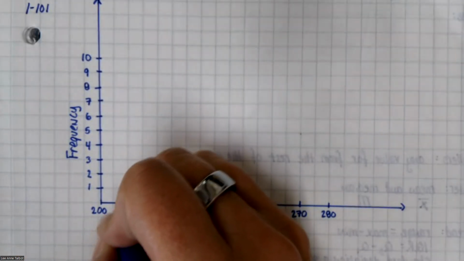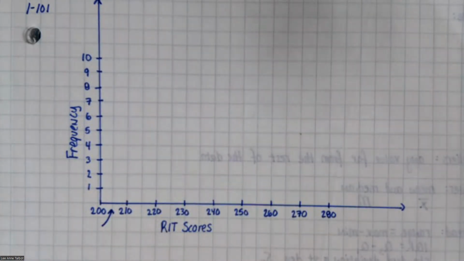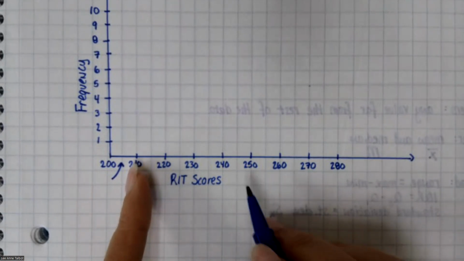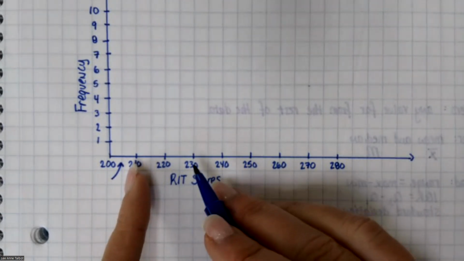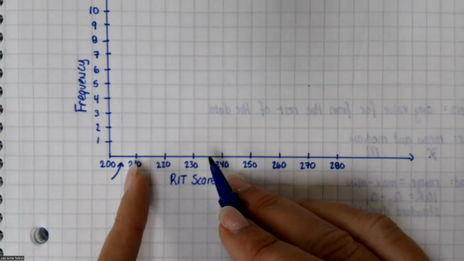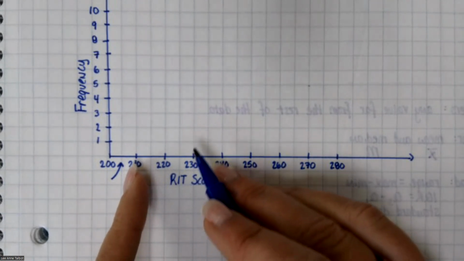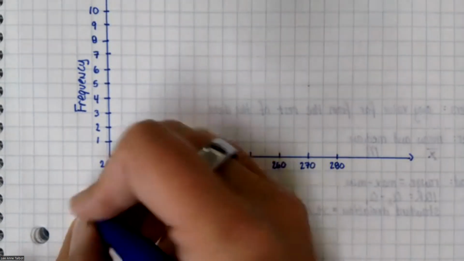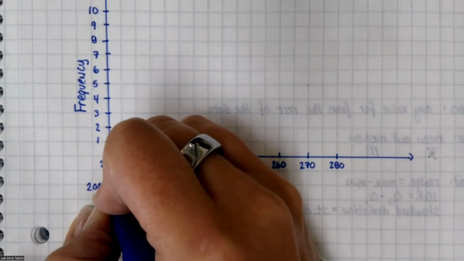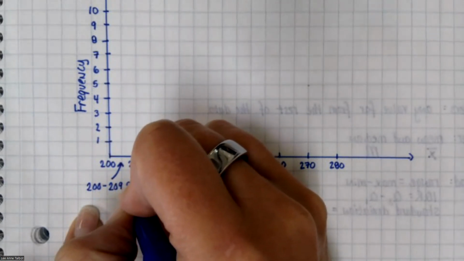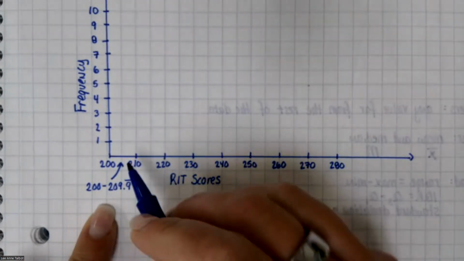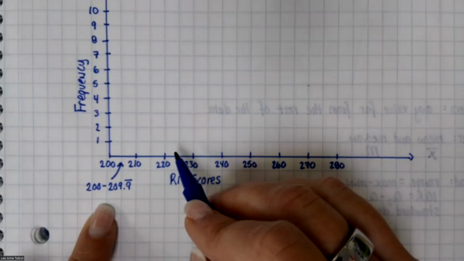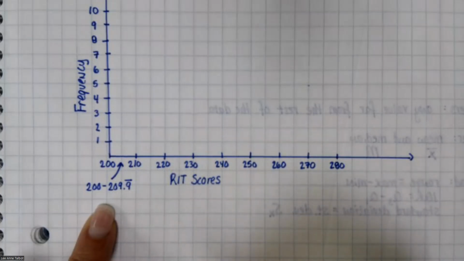Here is the most important sentence I'm going to say about histograms. If a data value falls exactly on the line, it goes in the higher one. If a data value falls exactly on the line, it goes in the higher one, which means this is 200 to 209.9 repeating. If the number was 210, it would go in here. If the number was 220, it would go in here. Do you see what I'm saying?